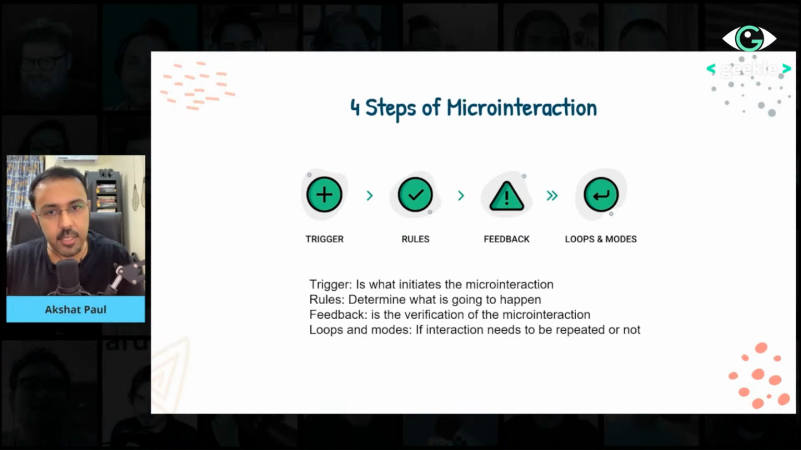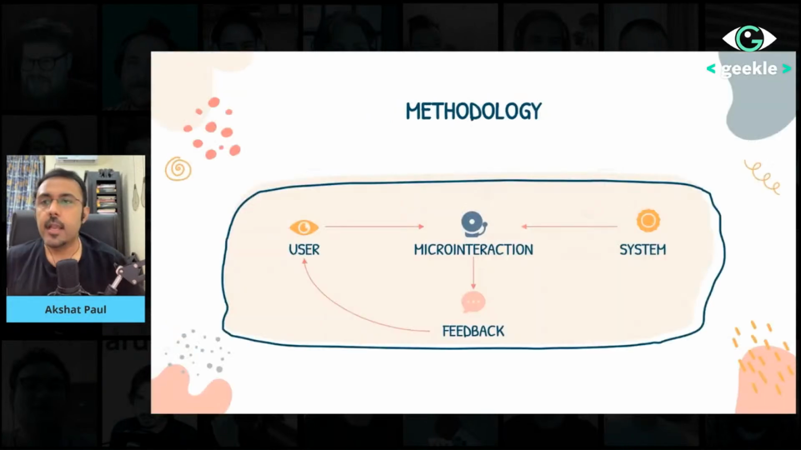However, micro interactions are not just limited to system. They are also user generated, and at some time they are system generated. So let's look at the methodology behind micro interactions. A micro interaction can be triggered either by a user or by a system. By a user, I mean via a button or performing some gesture or some voice command. Micro interactions are also triggered by the system when the system meets certain criteria, certain predetermined conditions.